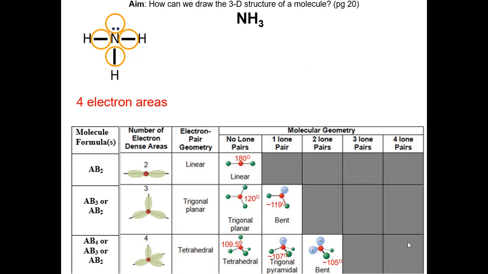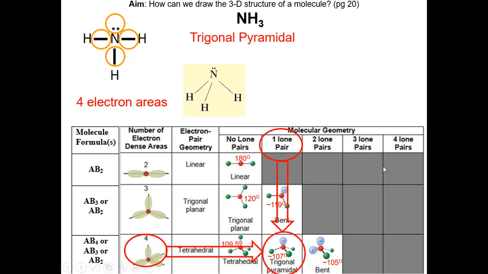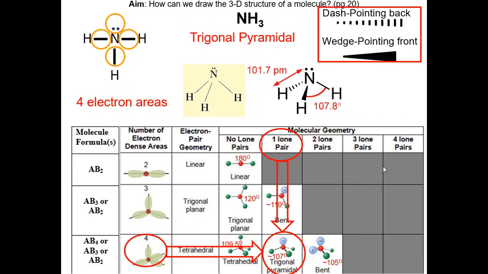Next, you match it on the table. There are 4 electron dense areas and 1 lone pair. So the shape of NH3 is trigonal pyramidal. In some textbooks, they sometimes use dash or wedge lines to indicate the 3D nature in the Lewis dot diagram. For example, this hydrogen is pointing back in the plane, while this hydrogen is pointing towards you.